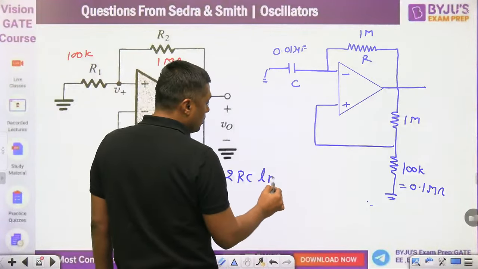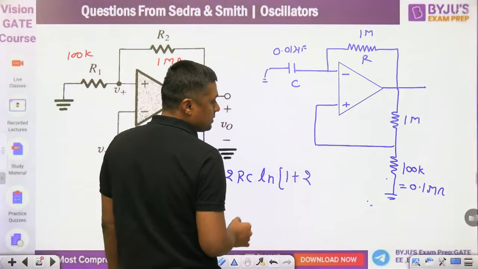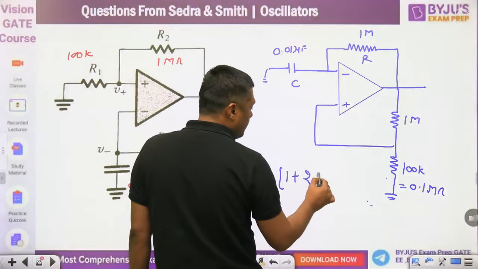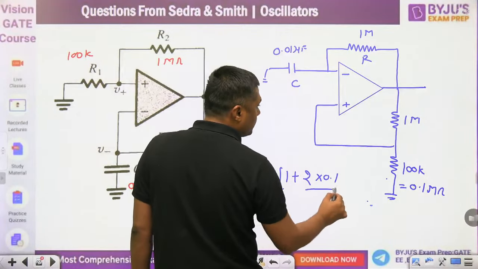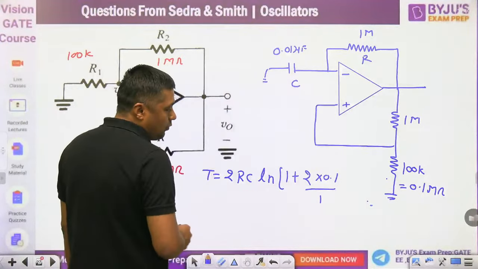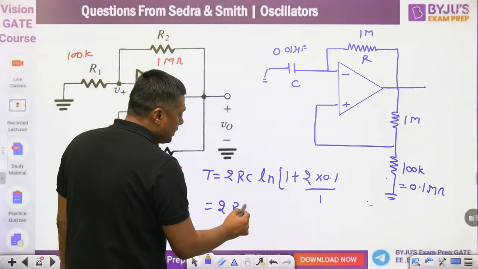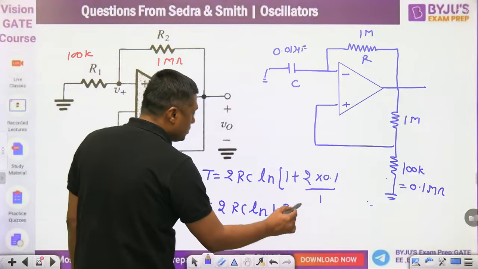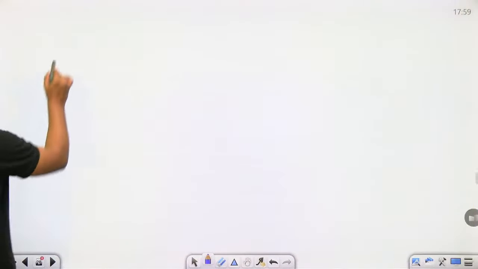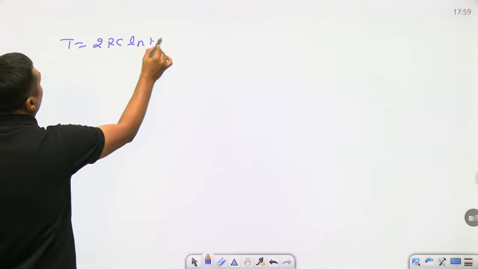Log of 1 plus 2 times this resistance upon that resistance. Am I correct? This upon that. So it will become 0.1 upon what? 1, because it is in mega, mega cancels. And that will become 1.2. So this will become 2RC log of 1.2. Find the value. T will become 2RC log of 1.2.